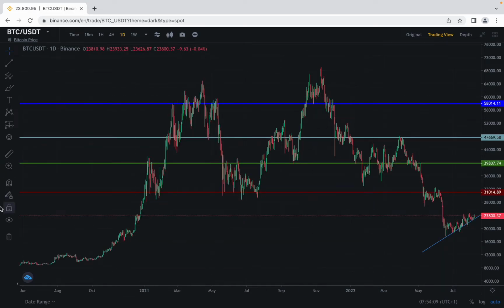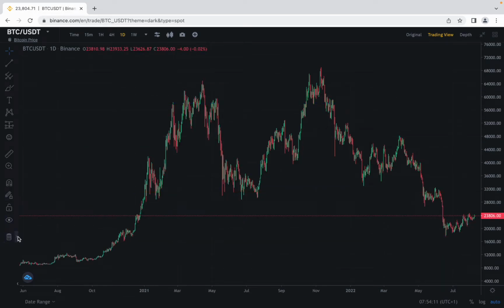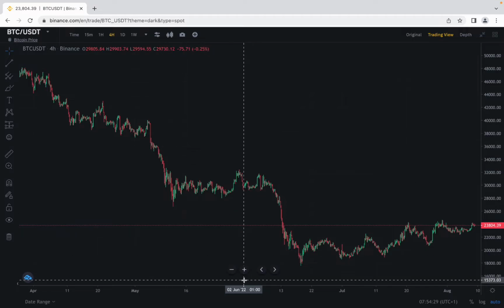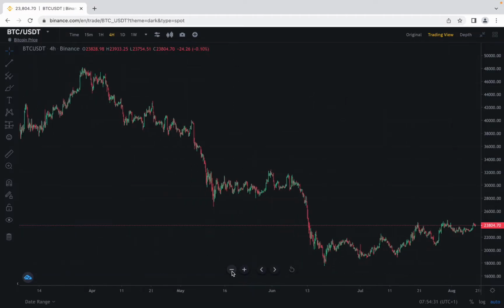Let me expand the view. So this is Bitcoin slash USDT trade pair. This is the price chart on hourly time frame. Oh, let me toggle to other time frames. This is 4 hourly. Let me zoom out.